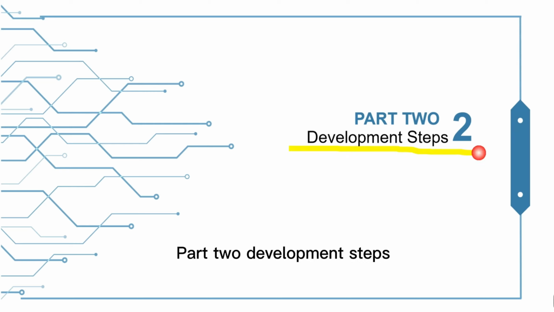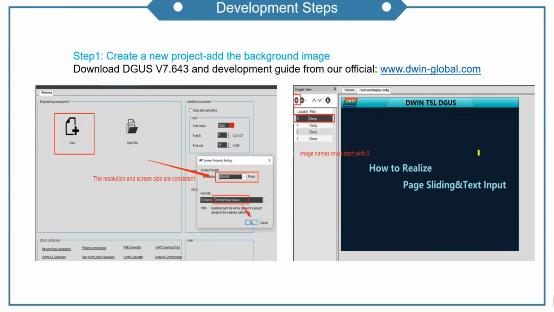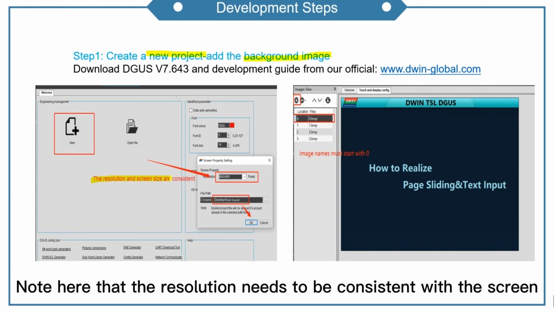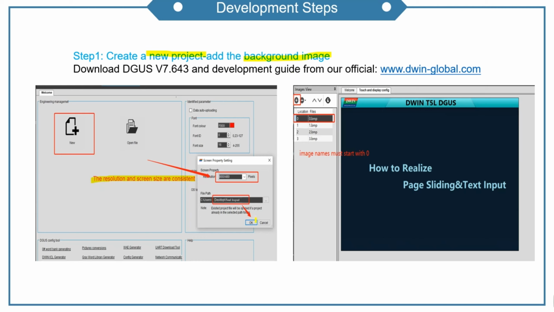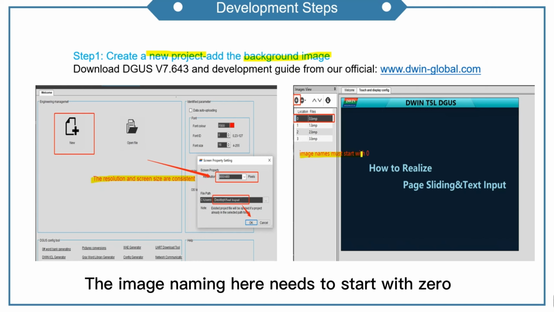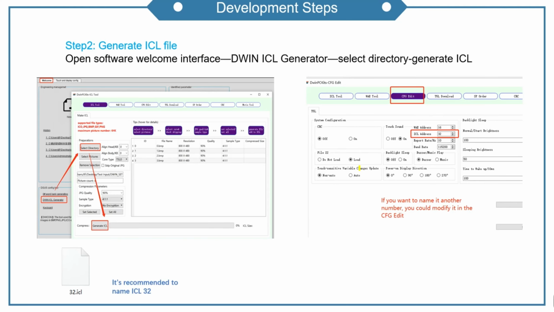Part 2 Development Steps. Step 1 Create a new project. Add the background images. Note here that the resolution needs to be consistent with the screen. The image naming here needs to start with 0.